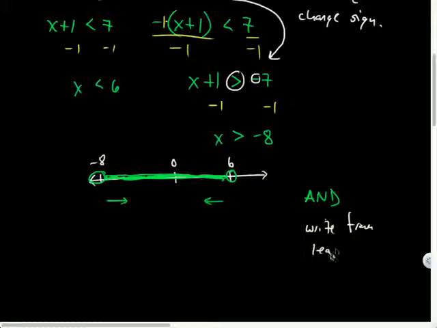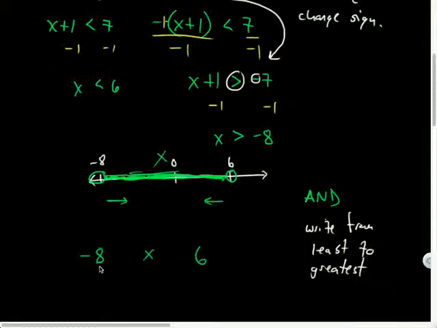From least to greatest. Watch this. The smallest thing going on here is my -8, so I'm going to write -8. The middlest thing going on here is my x, right? X is all the stuff in the middle. And my largest thing going on here is the 6.